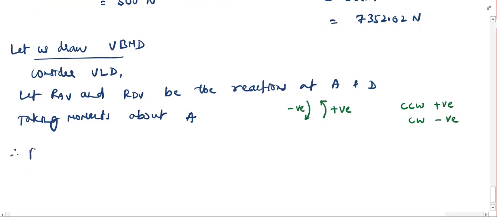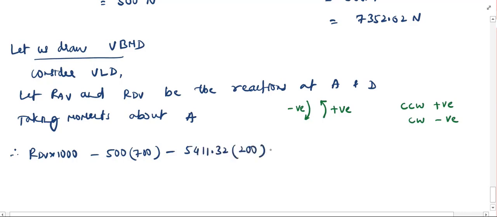So with that sign convention, let me find the reactions. Therefore RDV into 1000 minus 500 into 700 minus 5411.32 into 200 is equal to 0. So therefore RDV will be equal to 1432.26 newtons. So that is your RDV.